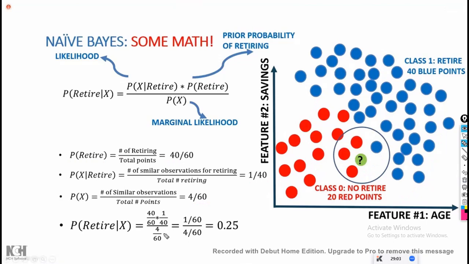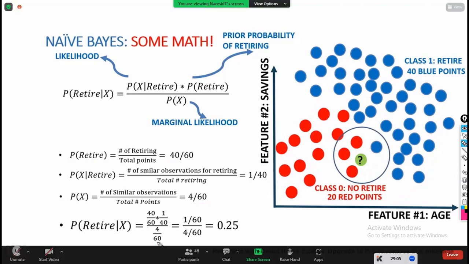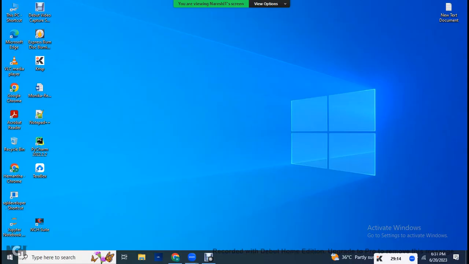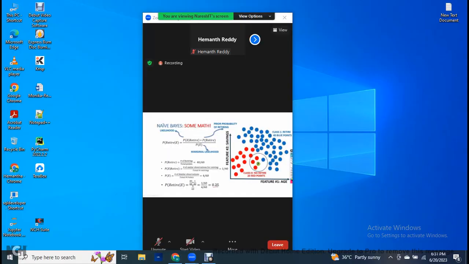I have taken only 4. 4 out of 60 I have considered. Within the 4 out of 60, this is the probability. And being as a blue point, what is the probability of being as a blue point? It means 0.25.